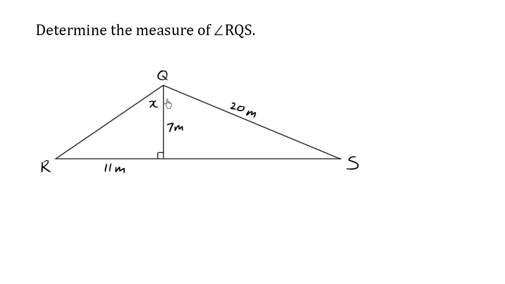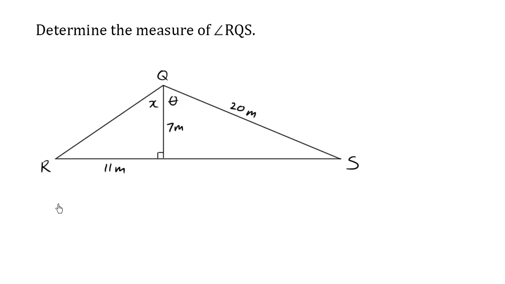We'll call this angle X and we'll call this angle theta. So this here is angle RQS. And so we break it down to two triangles. So let's focus on angle X first. We focus on X and we see what we have. We have the opposite, which is 11 meters, and we have the adjacent.